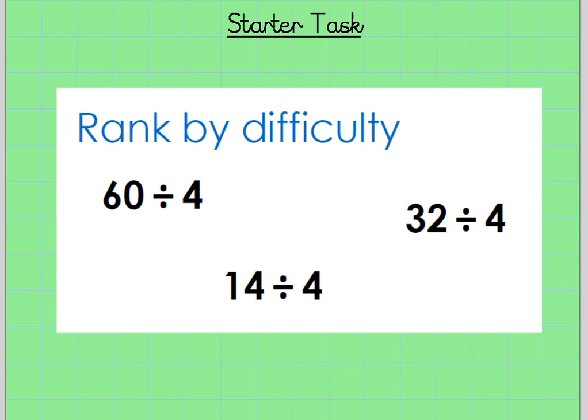The first thing I'd like you to do is have a think about this starter task, which says rank by difficulty. You've got 3 different division questions here, and what I'd like you to do is pause the video and if possible talk to someone around you, but if not, write it down. Which of these do you think would be the easiest to work out? Which one do you think would be the hardest, and which should be in the middle? So have a think.